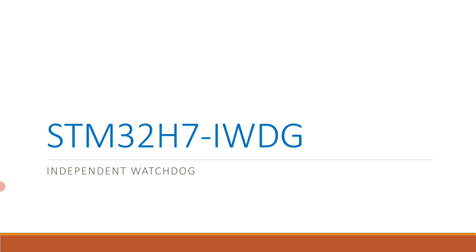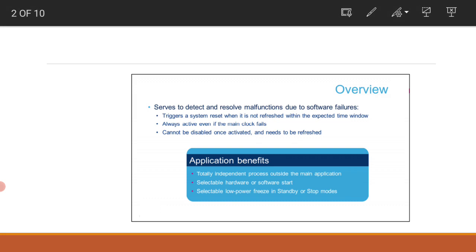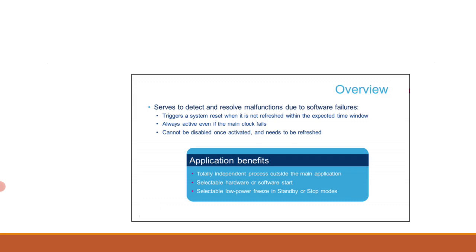The independent watchdog is used to detect and resolve malfunctions due to software failures. It triggers a reset sequence when it is not refreshed within the expected time window. Since its clock is an independent 32 kHz internal RC oscillator, that is LSI, it remains active even if the main clock fails. Once enabled, it forces the activation of the low speed internal oscillator, and it can only be disabled by a reset. One of the main benefits of the application is its ability to run independently from the main clock.